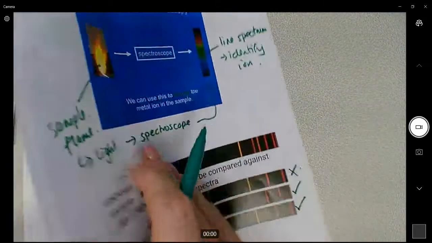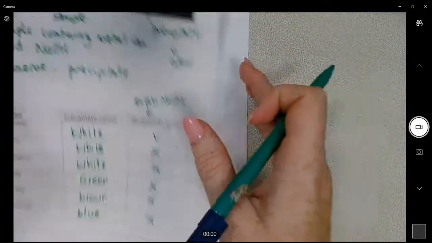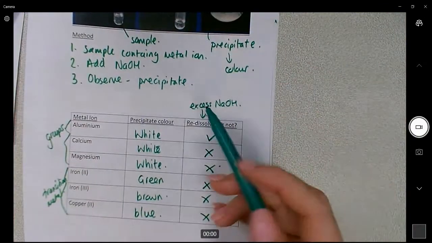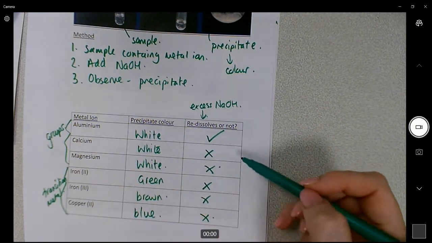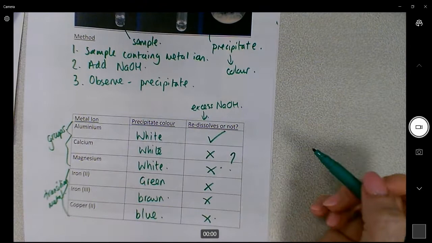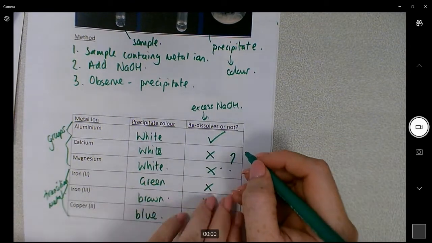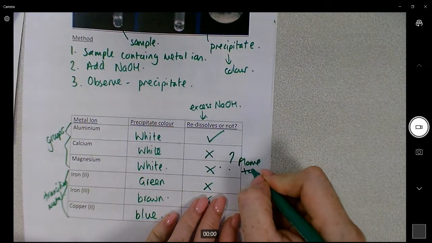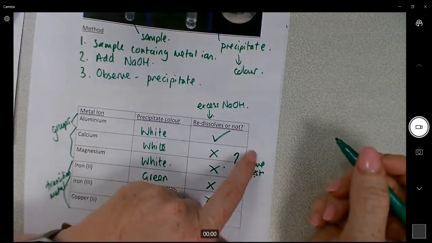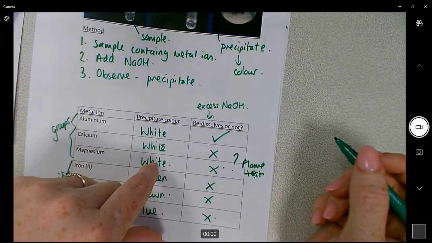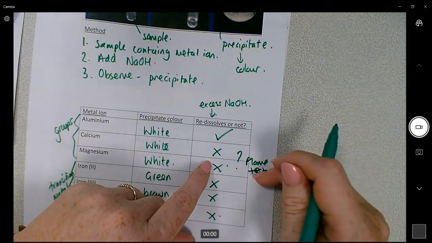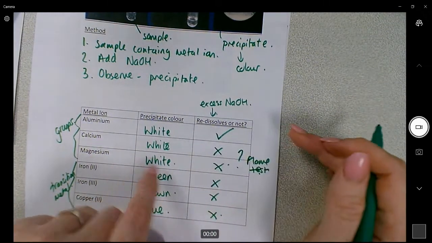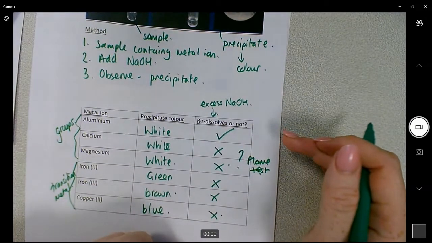There's one last thing I just remembered that I haven't quite mentioned, which is about the different hydroxide ion tests. For example, can you see how here calcium and magnesium both form a white precipitate, but they do not redissolve? So how on earth can we work out the difference between those two? Well, what you'd have to do is a flame test. So be aware that sometimes if you cannot see clearly the result that you need in order to work out what the metal ion is, you may have to do a further test to be able to tell the difference between these ions, which obviously you couldn't do in this specific test here.